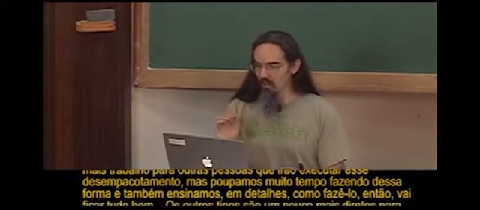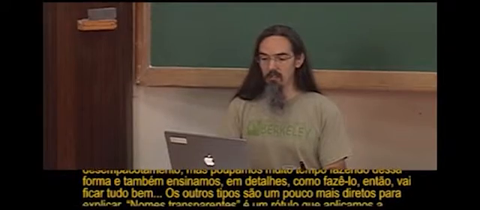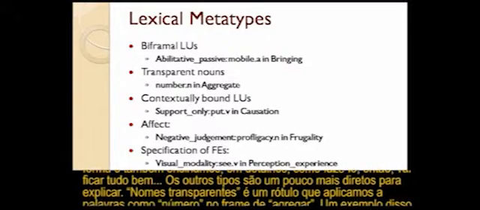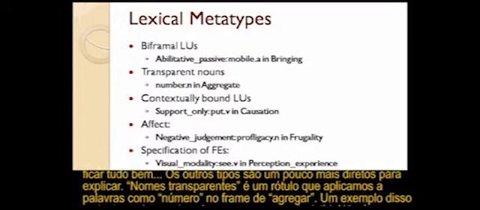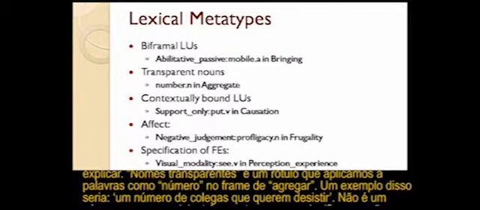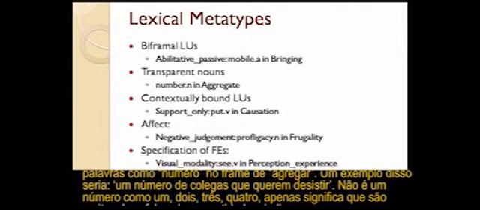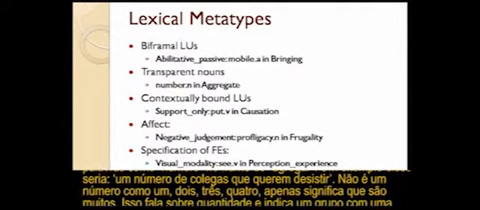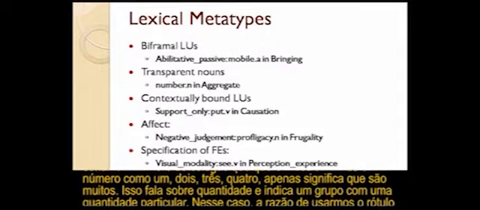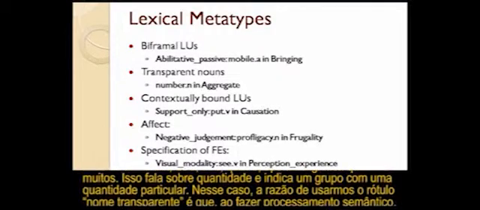All right, the other types are a little bit more straightforward to explain, I think. Transparent nouns is a label that we use for words like number in the aggregate frame. So an example of that would be: a number of my colleagues want to resign. So this is not number in the sense of 1, 2, 3, 4, 5. This just means several. So it really is just talking about a quantity and indicating that there's a group that has a particular quantity.